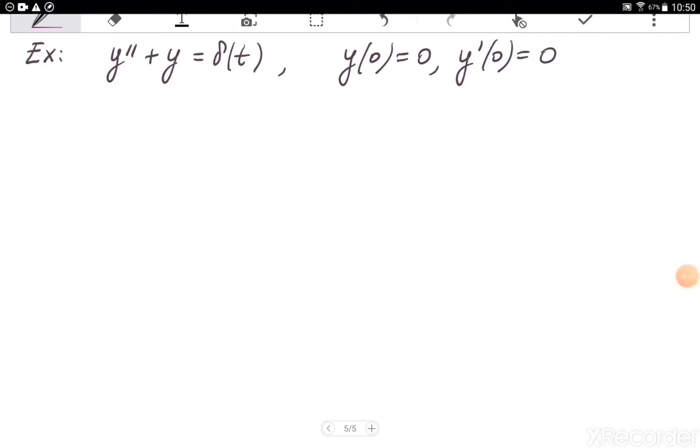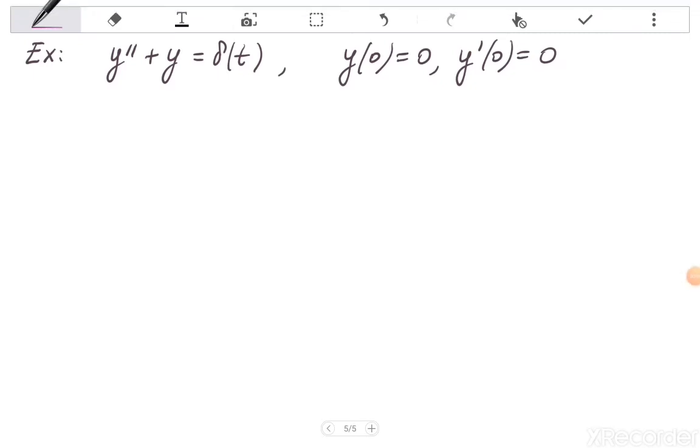This is the second part of the second lecture of week 11, where we'll consider some examples of differential equations involving the Dirac delta function. Let's look at this given example of an initial value problem. And let's look at the differential equation.